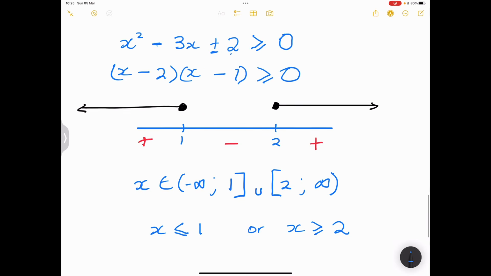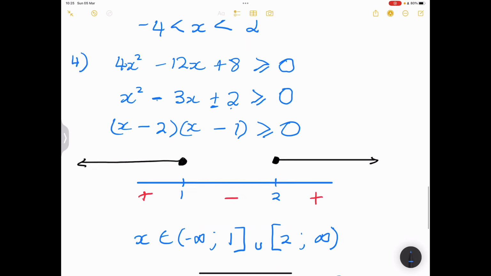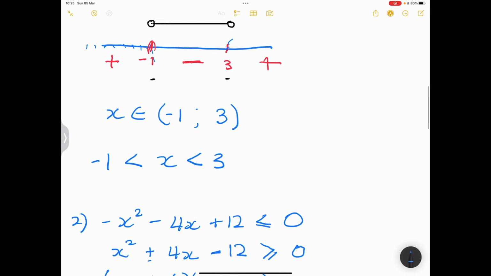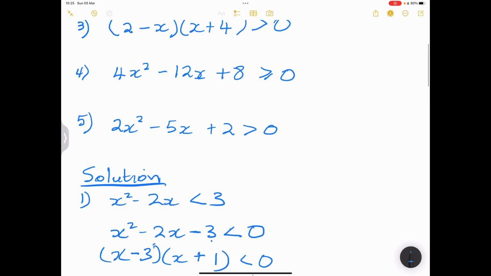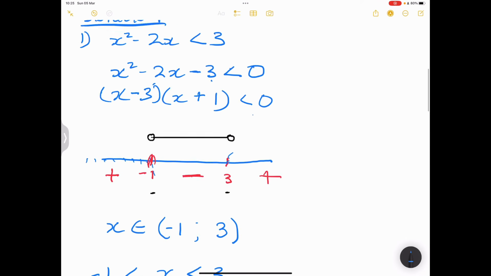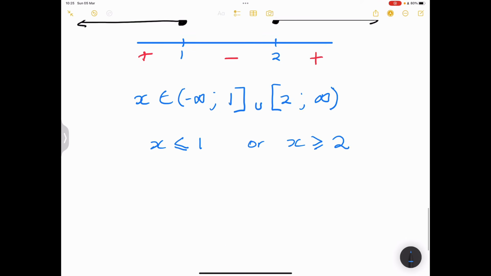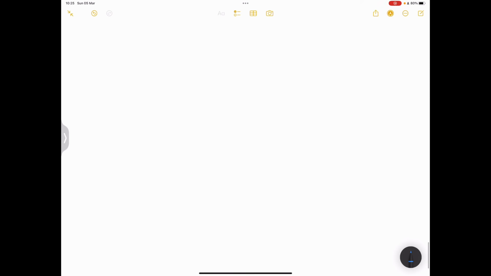Okay, I hope that makes sense. Right, so let's go for the last one. Obviously, as per usual, I always give you guys something to do. So 2x squared minus 5x plus 2 greater than 0. Okay, so let's get that out of the way. So we're going for number 5 actually. Right, so we've got 2x squared minus 5x plus 2, which is greater than 0.